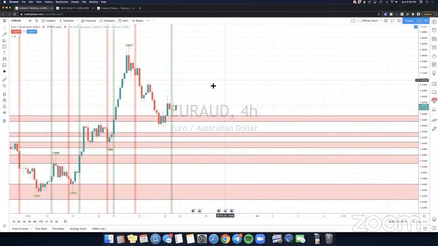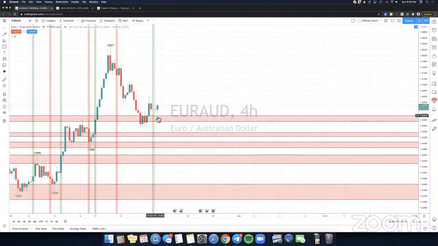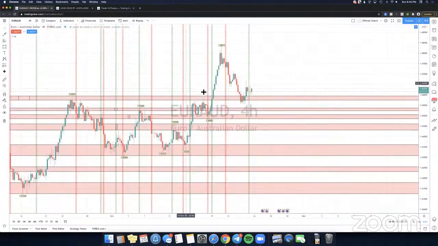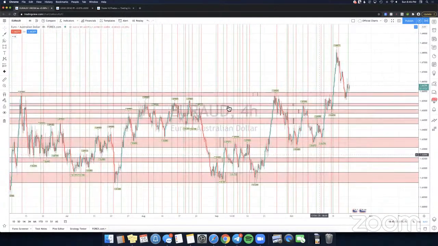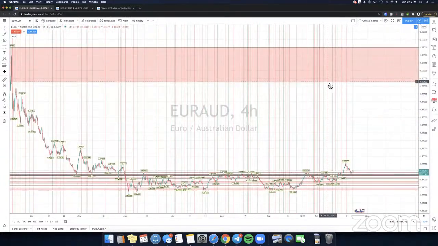But so if you guys are looking at Euro odd, the lower zone right here is going to be 1.65942, and there's technically no upper zone right now for Euro odd. The next zone is going to be at 1.89079.